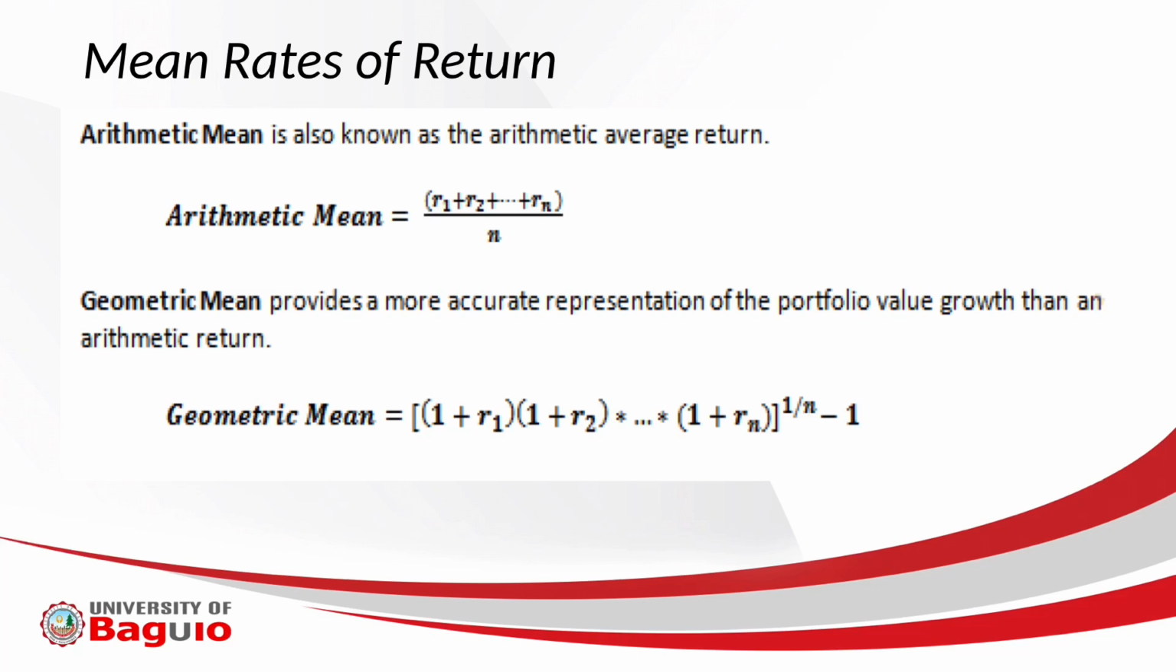For geometric mean, this provides a more accurate representation of the portfolio value growth than an arithmetic return. In mathematics, geometric mean is the average value or mean, which signifies the central tendency of the set of numbers by finding the product of their values. Basically, we multiply the numbers all together and take the nth root of the multiplied numbers, where n is the total number of data values.